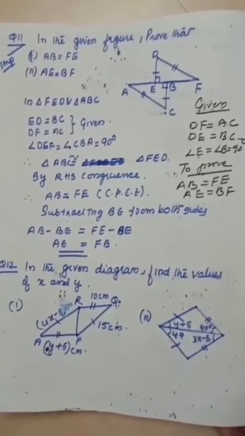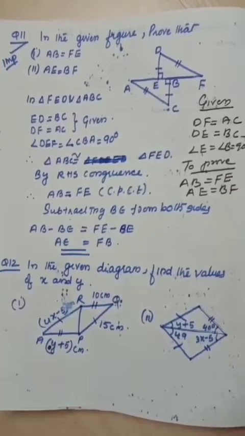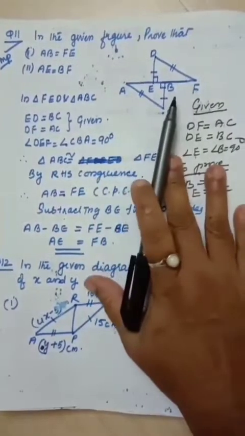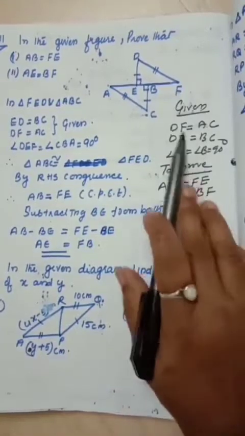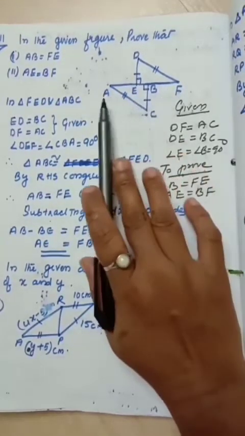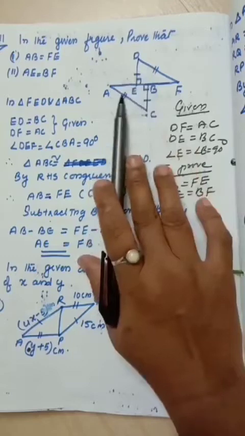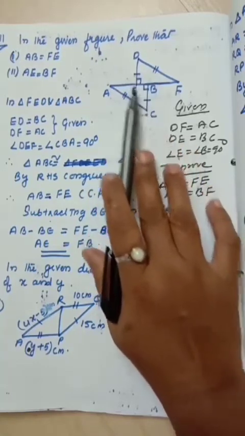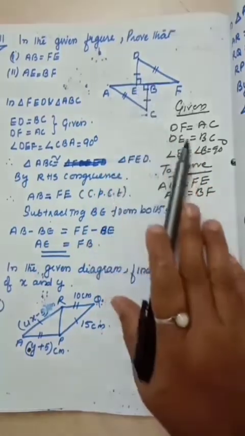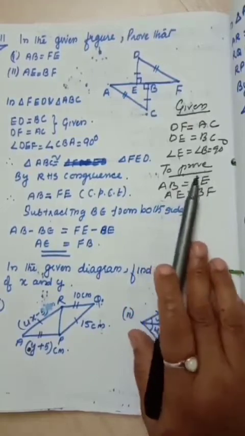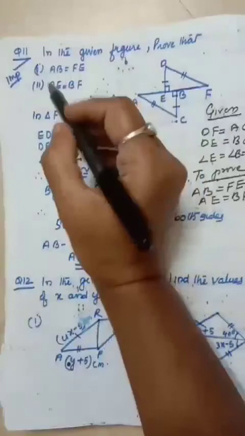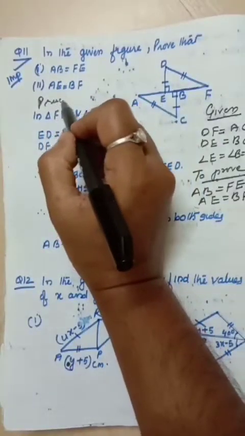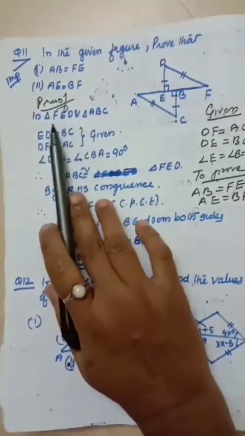Next question, in the given figure, prove that AB equal to FE, AE equal to BF. Check the figure, prove that question. You have to write given and to prove. What are the given? See DF equal to AC, these two are equal, and these two are equal, this 90 degrees. Whatever is given, you write it. To prove, these things you have to prove. Now proof starting. Proof.